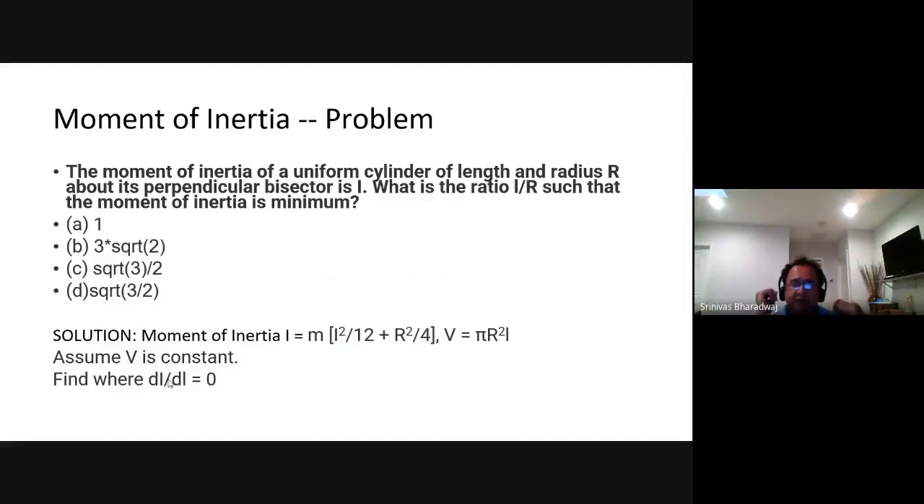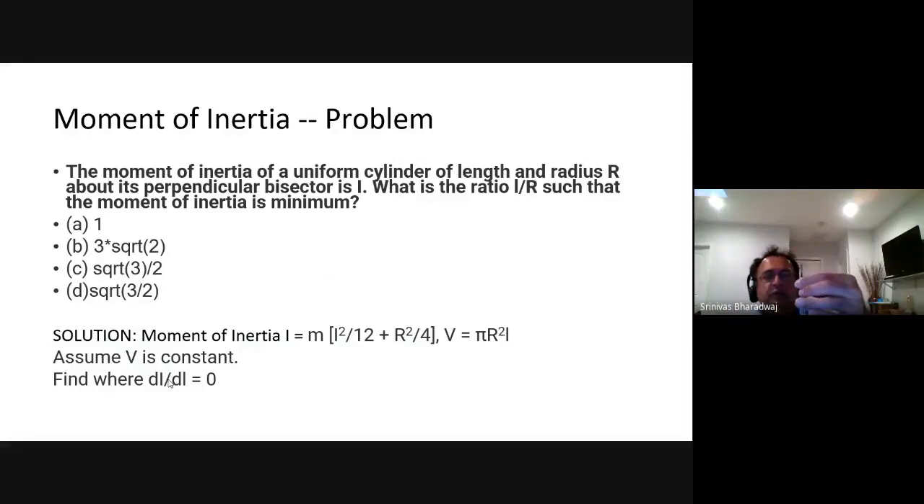I is equal to m times L square by 12 plus R square by 4. Okay, so because he's not making it spin like this, when you make it spin like this, we already discussed, right? It is mr square by 2, right? So now it has a fixed length too, right? So now instead of making it spin like this, he's making it spin like this. Moment of inertia of uniform cylinder about its perpendicular bisector.